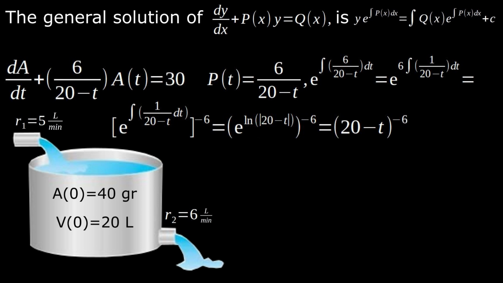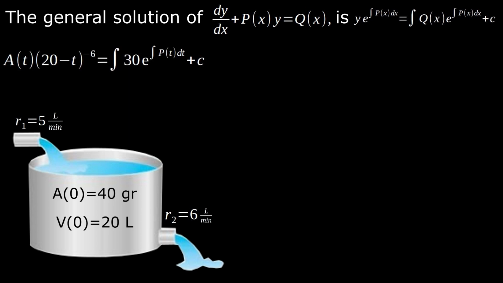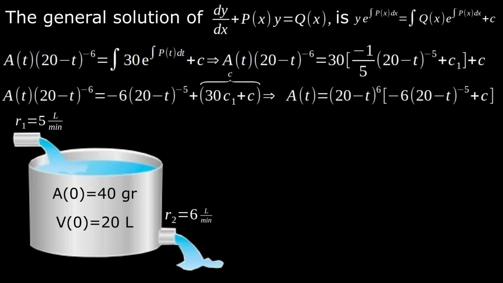Okay, so we substitute this in the general solution of the first-order linear differential equation, and we have A times 20 minus t to the power of negative 6 equals integral 30 times e to the power of integral p dx plus c. And we do the calculations, and we end up with A equals 20 minus t to the power of 6 times bracket minus 6 times 20 minus t to the power of negative 5 plus c.